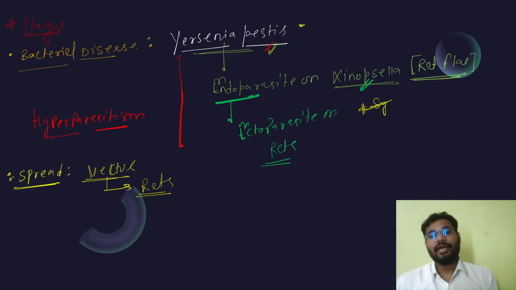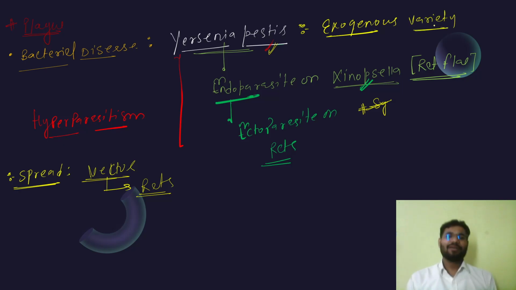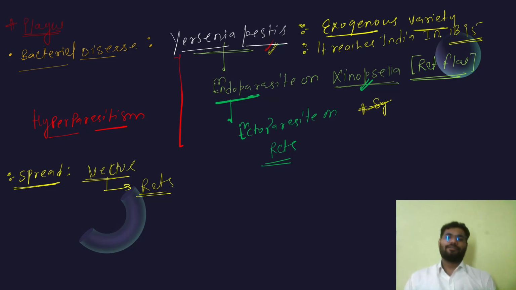Yes, so it is an exogenous variety. This is also an MCQ, maybe. It is an exogenous variety. I mean to say this bacteria is not Indian. That is why it is an exogenous variety, and it came to India around 1895. It reached India in 1895. Okay, in 1895. So that is important.